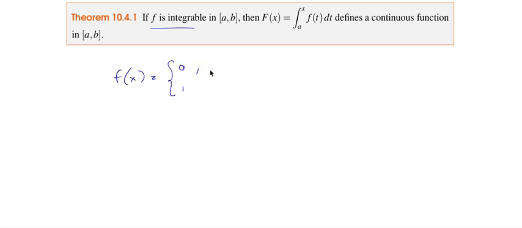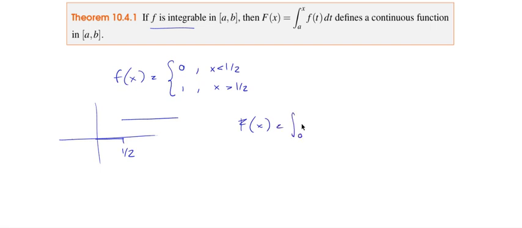is this function: 0 whenever x is smaller than 1/2, 1 whenever x is greater than 1/2. So this is this function, 0, 1, and this is 1/2. Okay, so let's compute the integral between 0 and 1, for instance, or let's compute this function F, right? F is the primitive, or the integral between 0 and x of this function f(t) dt, right? So now that will depend on the value of x because we have a discontinuity here, right?